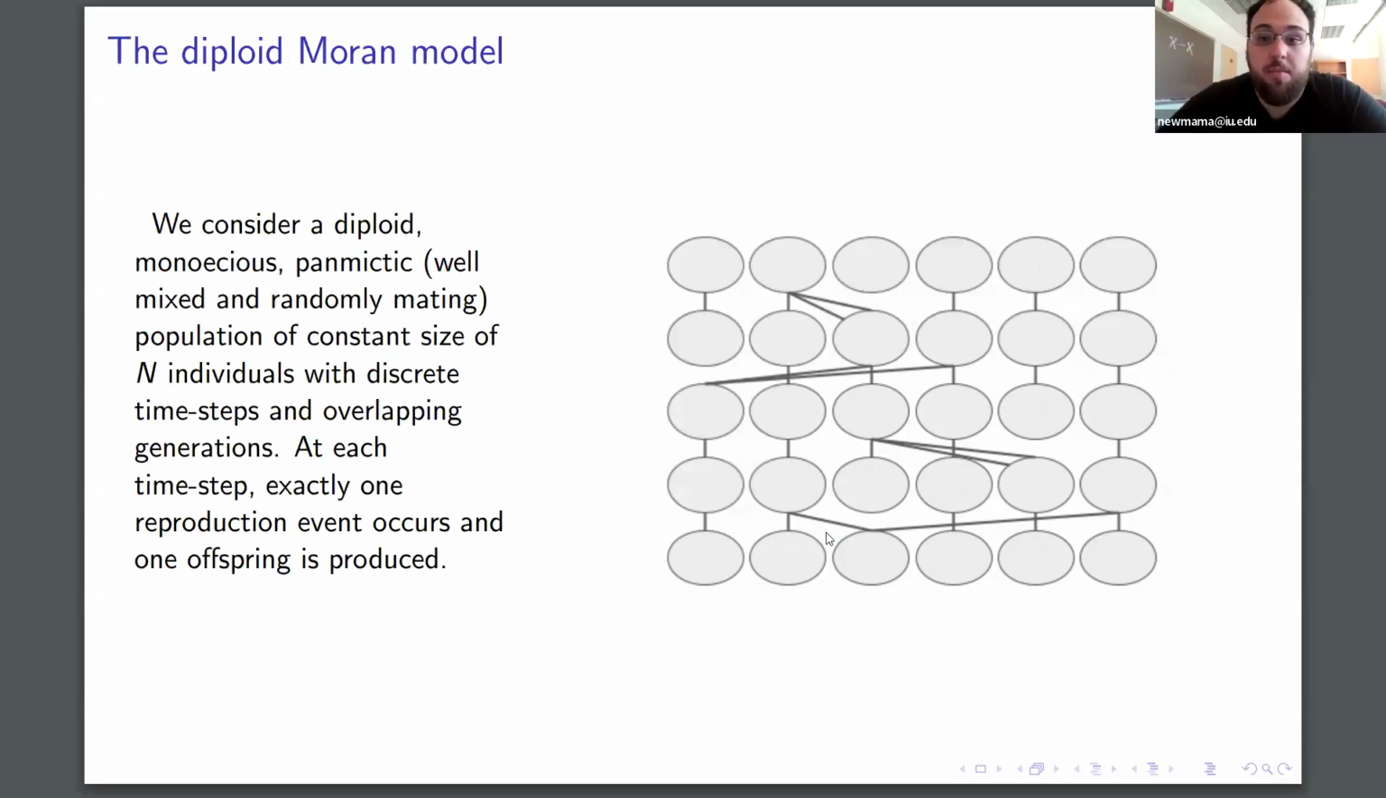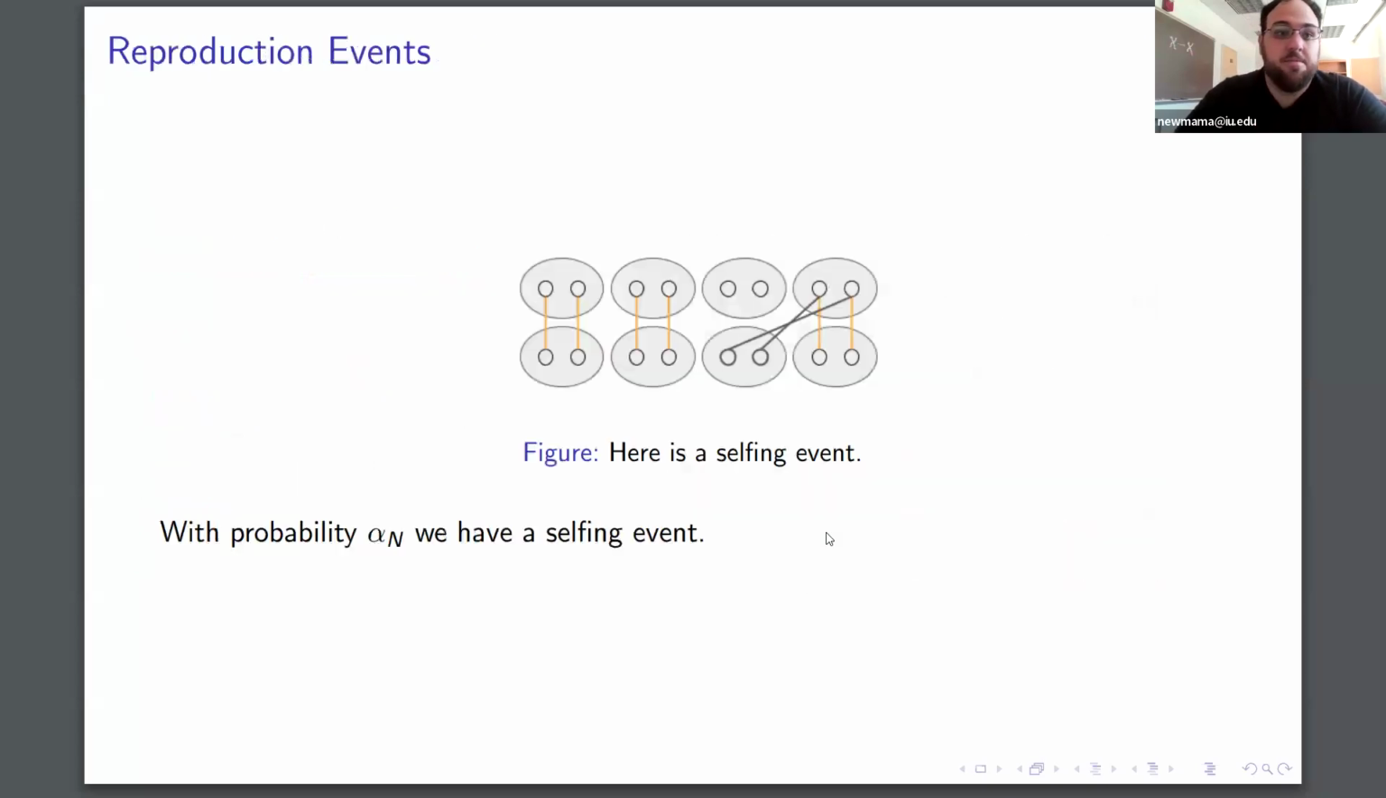So, what's the diploid Moran model? Well, it's a diploid monoecious panmictic population of constant size with discrete time steps and overlapping generations. So what happens is that at each time step, there's exactly one reproductive event and exactly one offspring is produced and another individual is killed. That's what preserves the population size. And so now I can describe what these reproductive events look like.